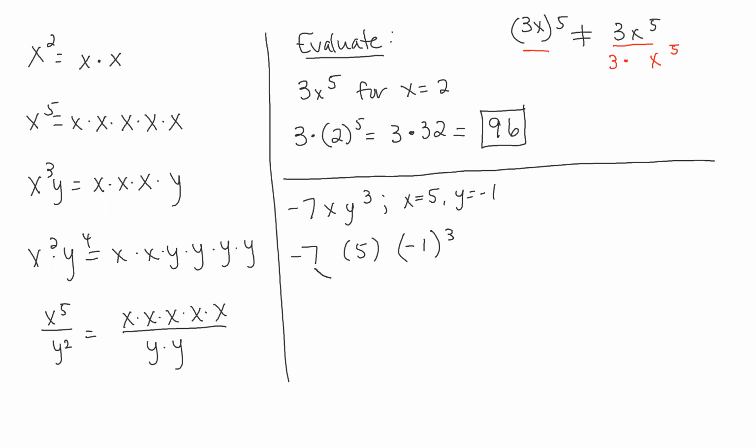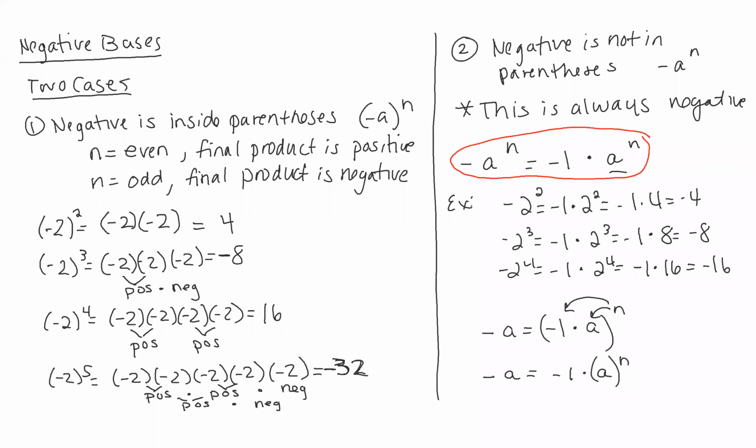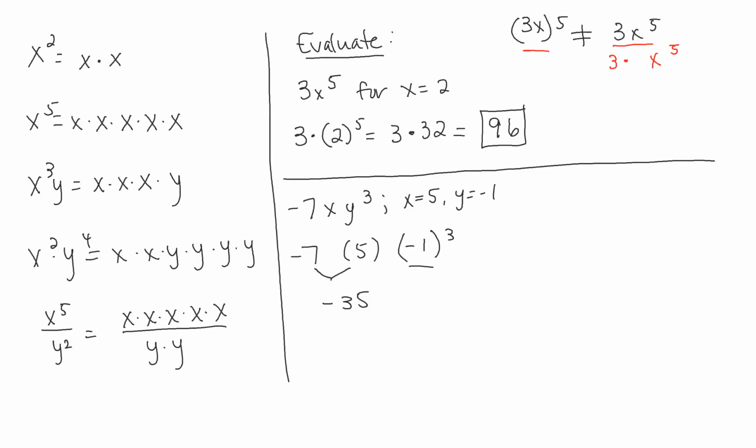So I'm going to go ahead and take care of the negative 7 times 5 and the negative 1 to the 3rd power kind of in the same step. So negative 7 times 5 is negative 35. And then negative 1 to the 3rd power, we have to go back to our exponent rules. We had negative 1 to the 3rd power in parentheses, so we're dealing with this case right here, okay? Our exponent was odd, so that means our final product for that piece is going to be negative, okay? So I have negative 1 to the 3rd power.